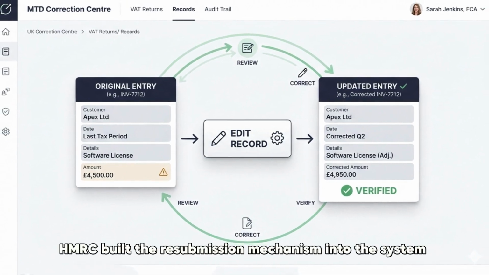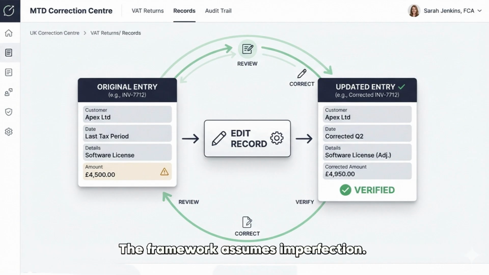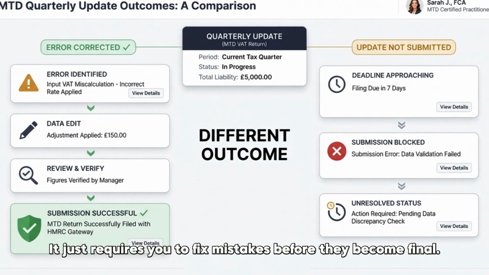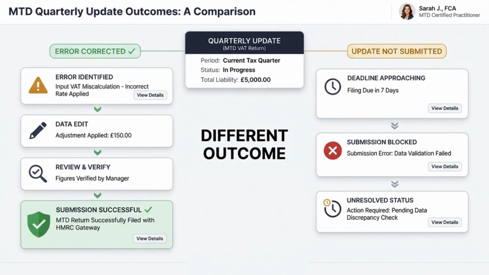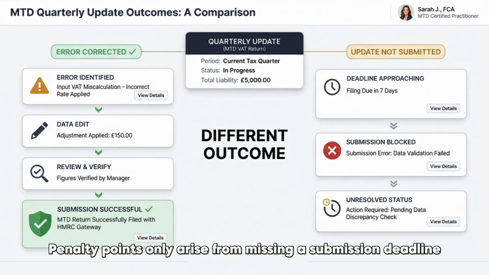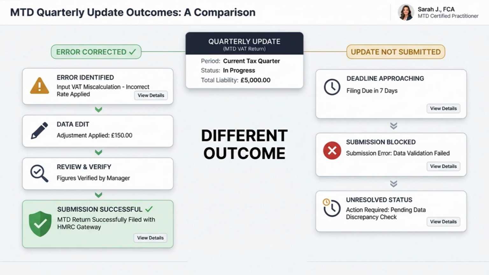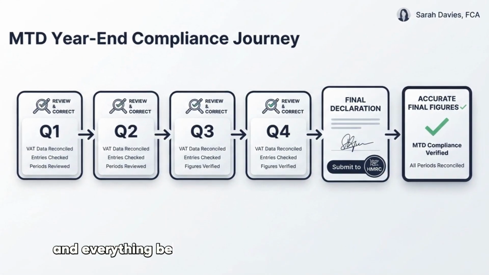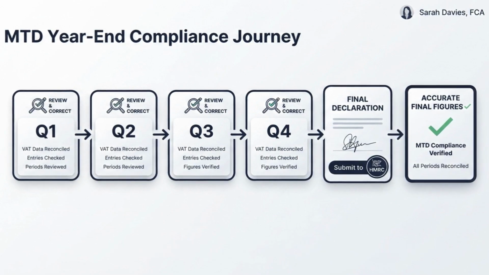The most important reassurance throughout all of this is straightforward. HMRC built the resubmission mechanism into the system precisely because they know quarterly submissions will contain errors. The framework assumes imperfection. It just requires you to fix mistakes before they become final. Correcting a quarterly update does not generate a penalty point. Penalty points only arise from missing a submission deadline entirely, not from correcting figures within a submission. The system is built for accuracy at the final declaration stage, and everything before that point is designed to be refined and corrected as needed.